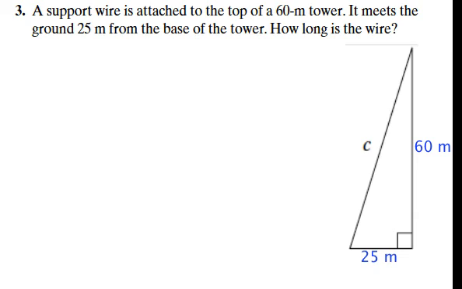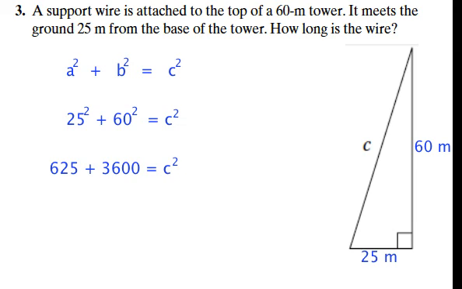We're still going to use the Pythagorean Theorem of a squared plus b squared equals c squared. In this case, we know the tower, which is 60 meters, and the length from the bottom of the tower to where the wire meets the ground is 25 meters. So that's our A and B. What we don't know is C, the hypotenuse, the length of the wire. So we have 25 squared plus 60 squared equals C squared. 25 squared is 625, 60 squared is 3,600, and C squared is C squared. 625 plus 3,600 is 4,225 equals C squared.